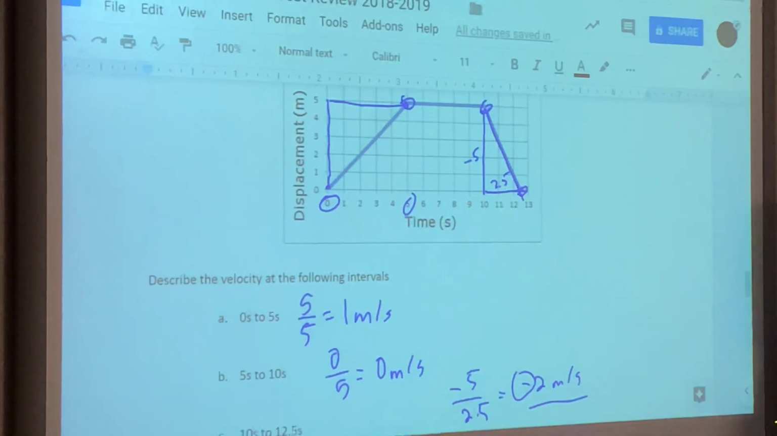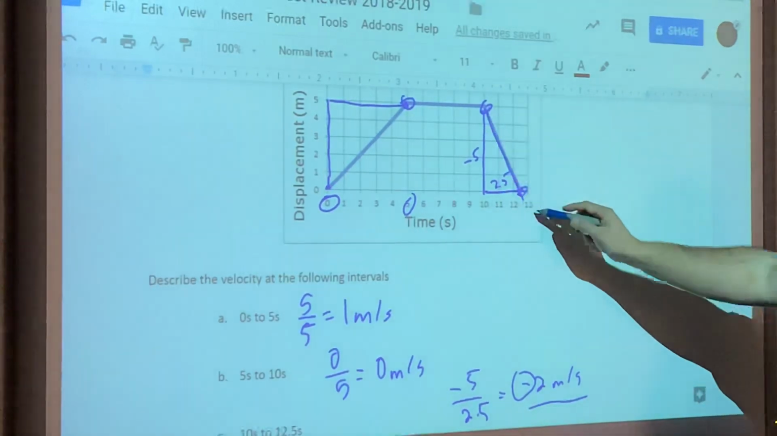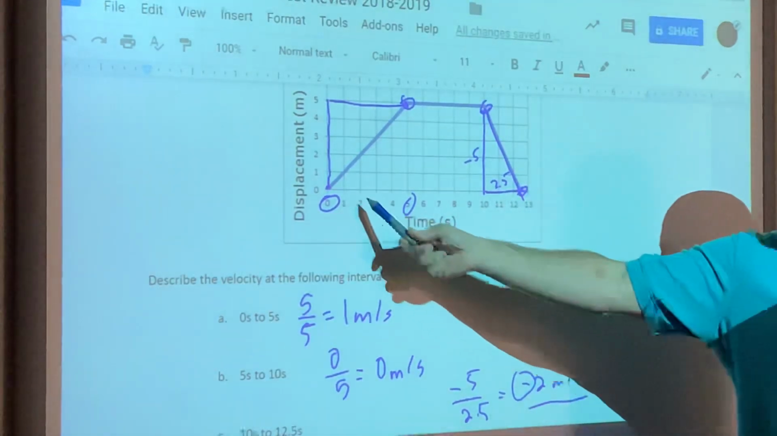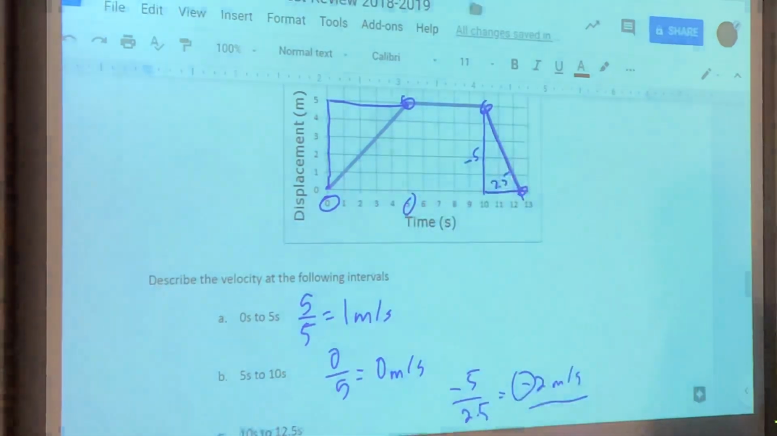And we did this in front of the motion detector. Remember, we're walking back and forth. And when you walked back towards the motion detector, it brought your graph down, right? Negative slope. And when you're walking away from the motion detector, it looked like that, positive slope.